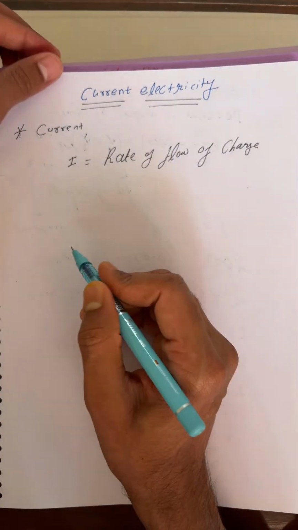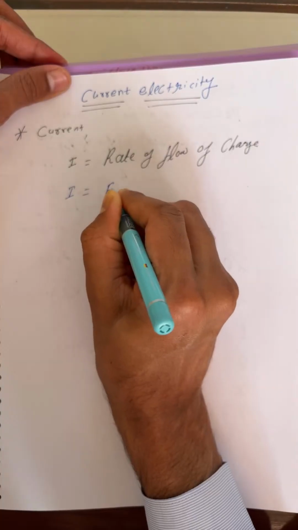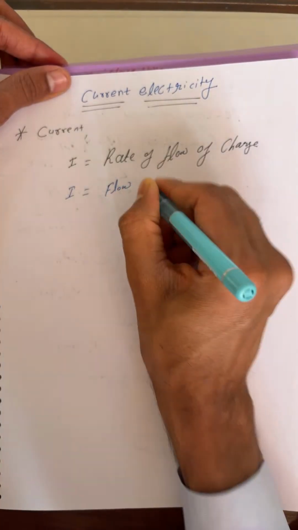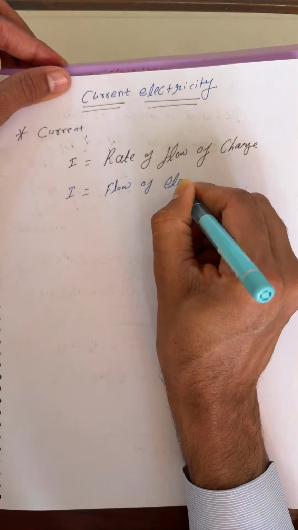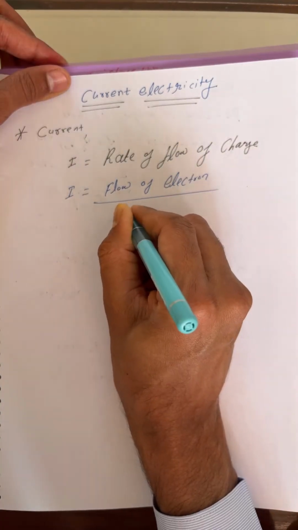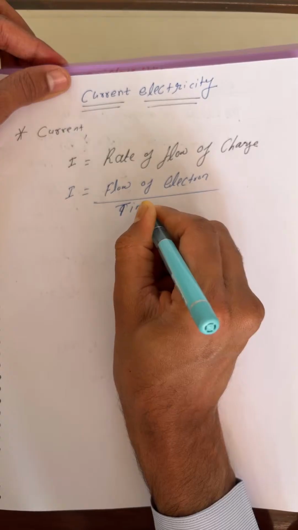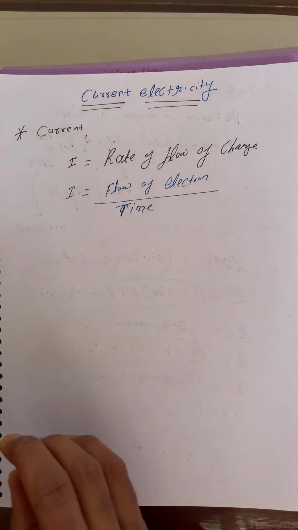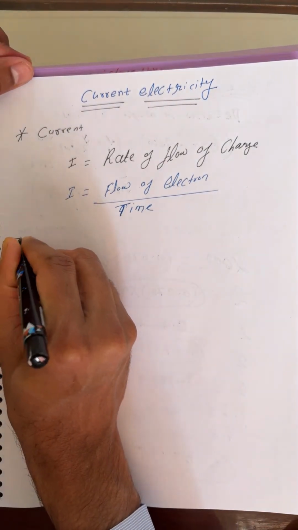Or, in another definition, I is equal to the flow of electrons per unit time. So students, this is the definition of current electricity. Now, students, have a look at the basic point as I said.